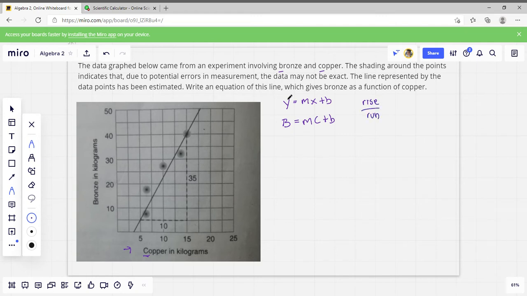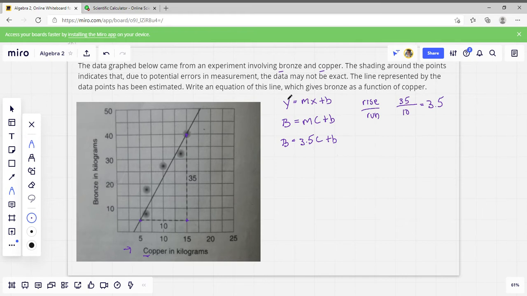If we look at this, they've already drawn a little line for us. We draw a triangle here. For our rise, that's how far we went up and down. We went from 5 up to 40, so that's 35. And our run, we went from 5 to 15, so that's 10. So 35 divided by 10 would be 3.5. Now we have B equals 3.5 C plus b.